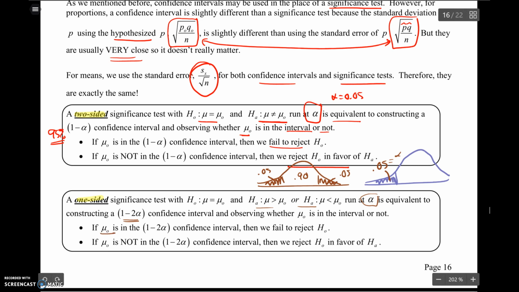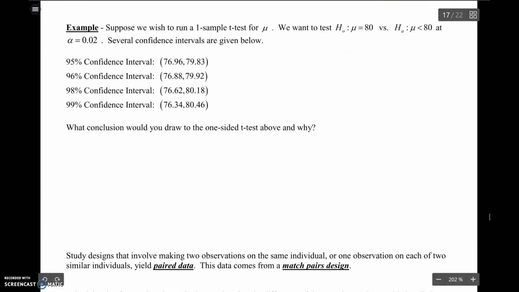If the hypothesized value is in the interval, fail to reject. If it's not in the interval, reject the null. All right, hopefully that made sense. Let's just do an example.